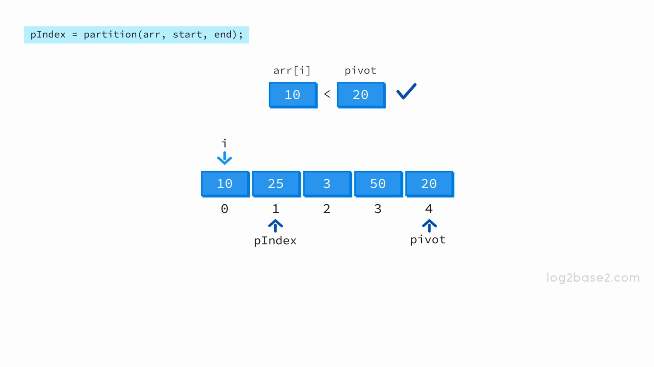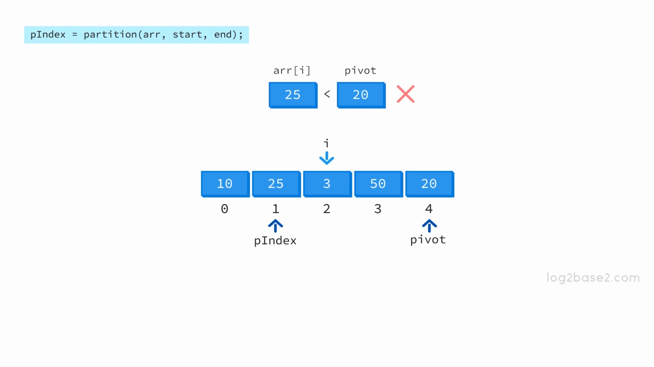Now do the same process with the next element. So increment I. Now compare 25 less than 20. The condition is false, so no need of swap. If there is no swap, we should not increment the value of p index, so there is no change in p index. Just continue the same process with the next element.